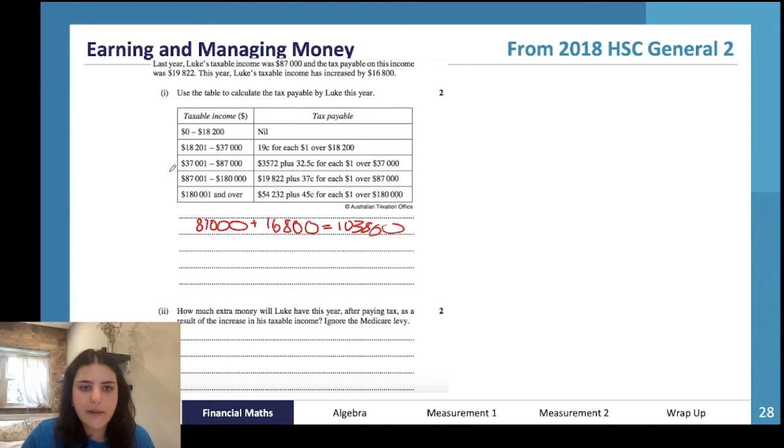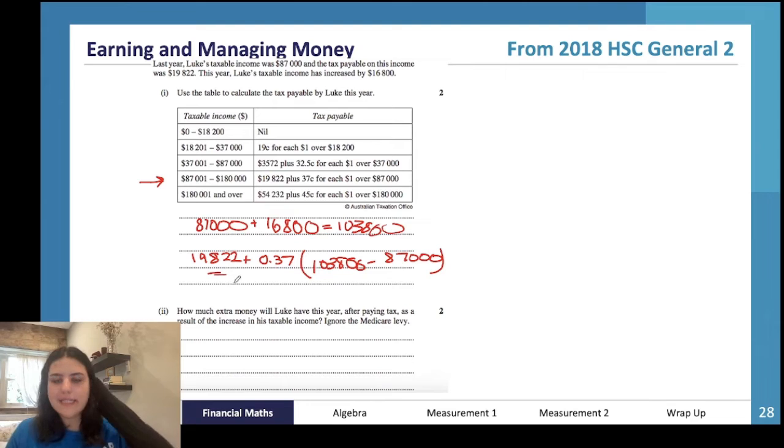$103,800. That places him in this bracket, which means we need to do 19,822 plus 37 cents for every dollar over 87,000. So it's 103,800 minus 87,000. And that should leave us with $26,038, I believe.